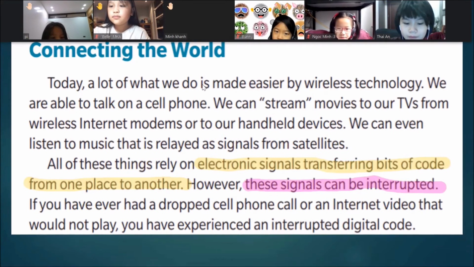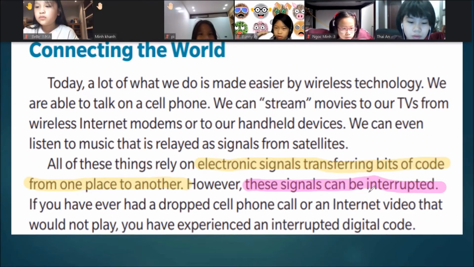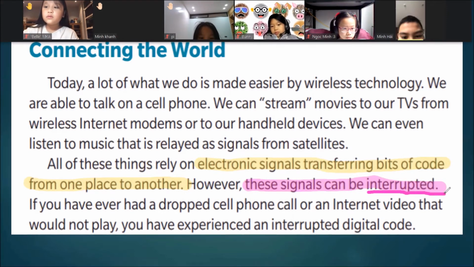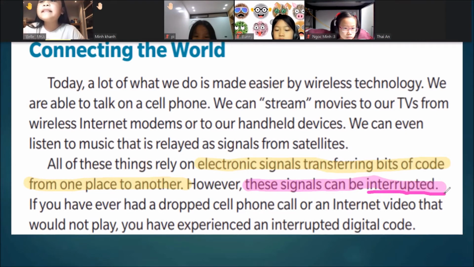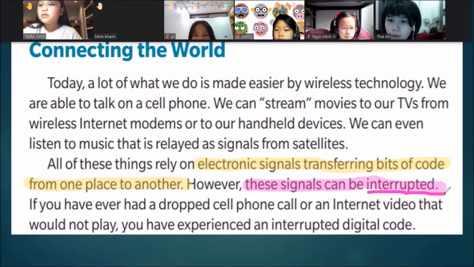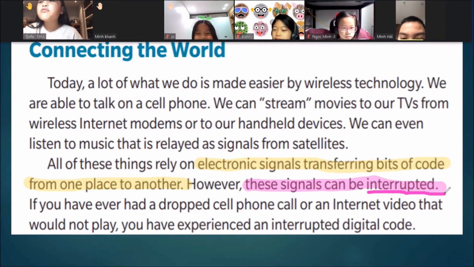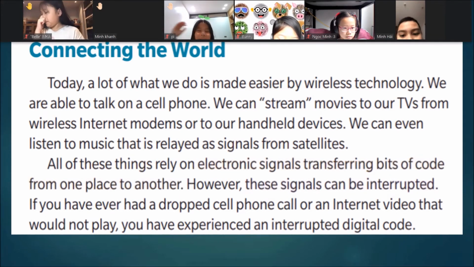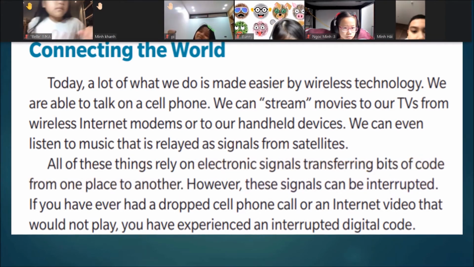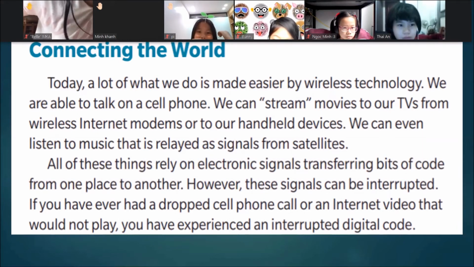Digital code. Good job. Okay. So I've underlined two bits here. What have I underlined in yellow, guys? Oh, sorry. What have I highlighted in yellow? Electronic. Good job. And then what have I highlighted in pink? These can be interrupted. Good job. So when I was showing you the puzzle with some ones or some zeros missing, that was an example of interrupted code or unfinished code.